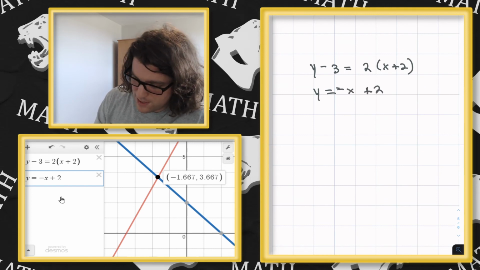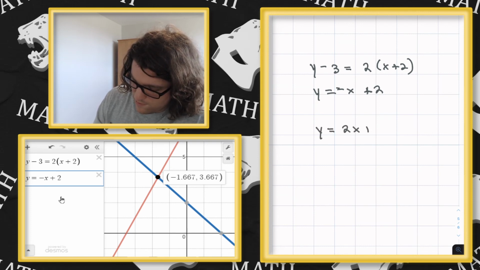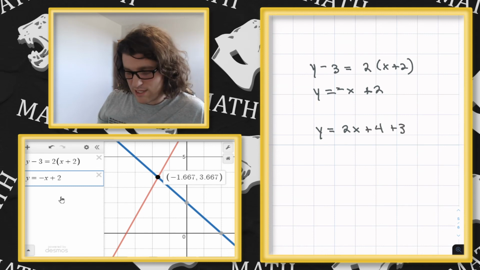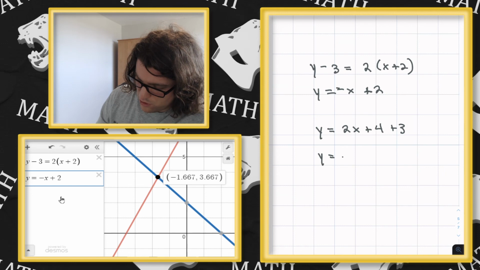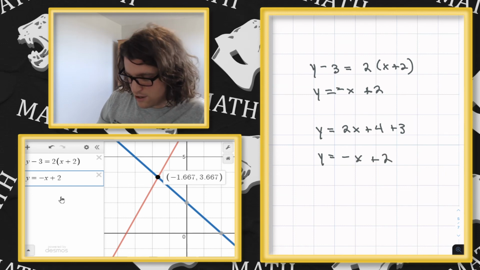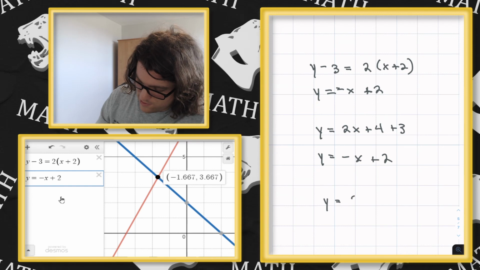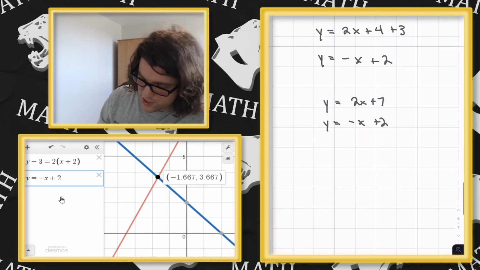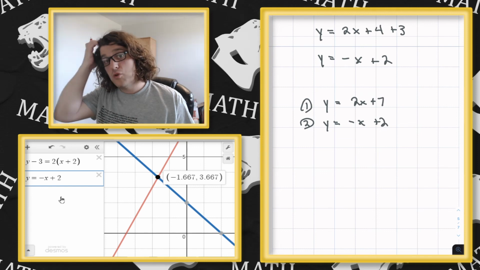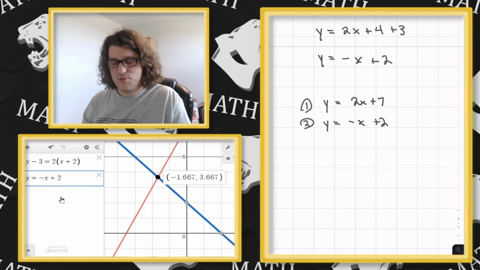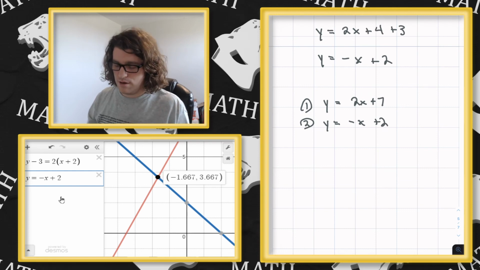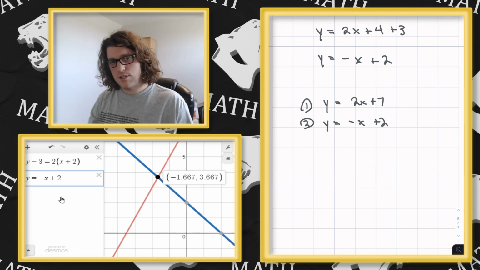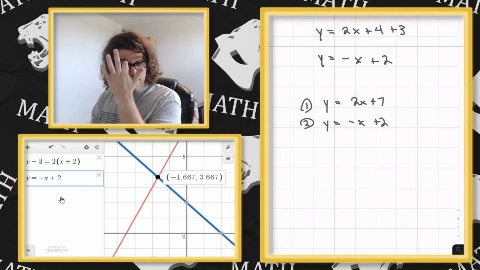All right, so same thing. I'm going to tidy up the first one. I'm going to add 3 to both sides and multiply out the bracket, so it looks a little more like the other one. So when I add or subtract them together, it makes some sense. So 2x plus 7 is equal to y, and y is equal to negative x plus 2. In this case, I'm going to eliminate the x's instead of eliminating the y's.